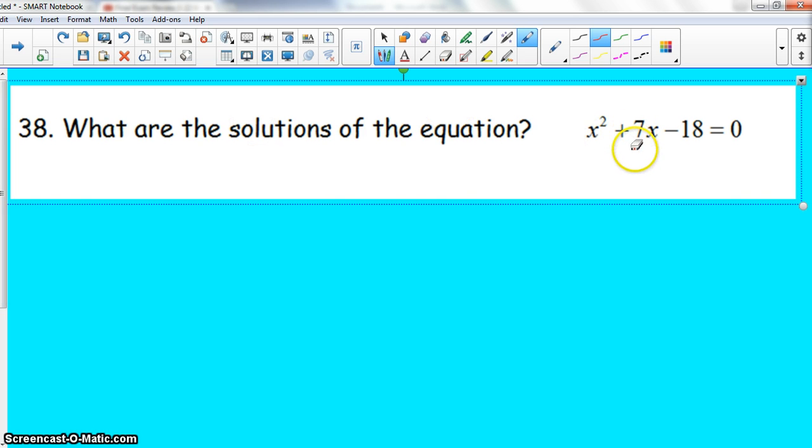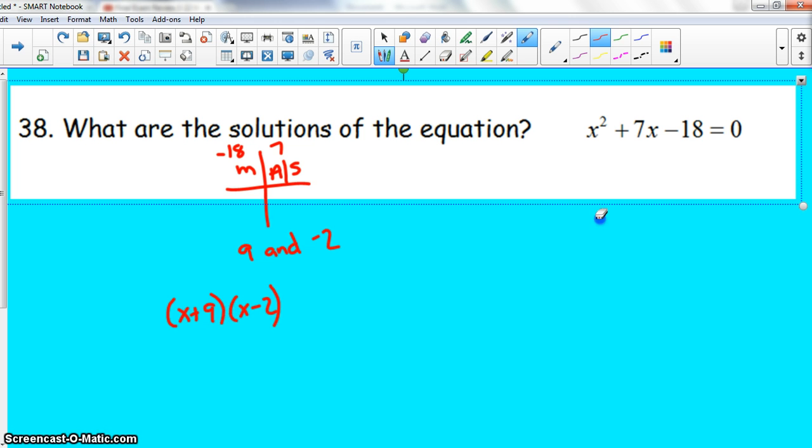And then what are the solutions to the equation? I hope that when you see this, you see, oh, it's a trinomial, so I need to try to factor it. So we go to our multiply and add or subtract. They have to multiply to negative 18 and add or subtract to 7. The two numbers that do it are 9 and negative 2. Some of you will realize that this is a leading coefficient of 1, so I can go straight to x plus 9 times x minus 2. Some of you don't see that, and that's fine.